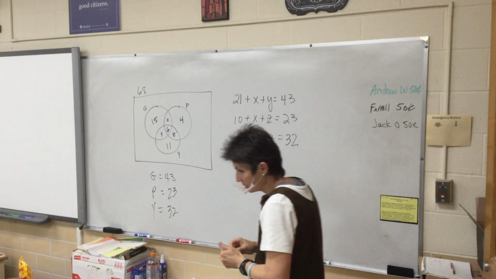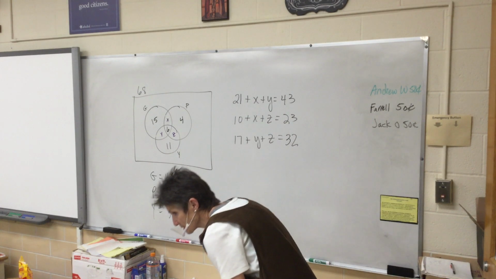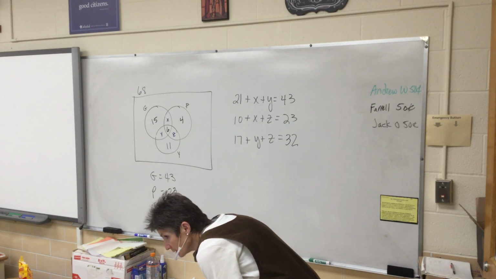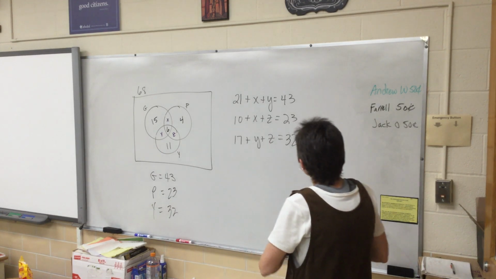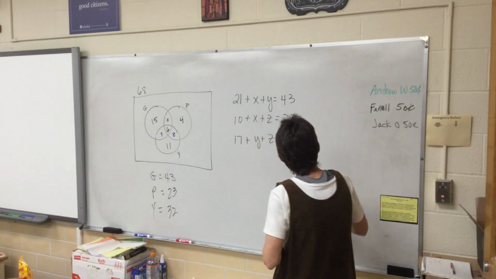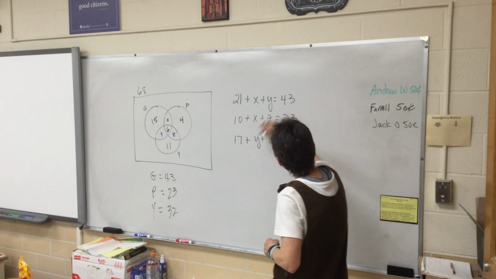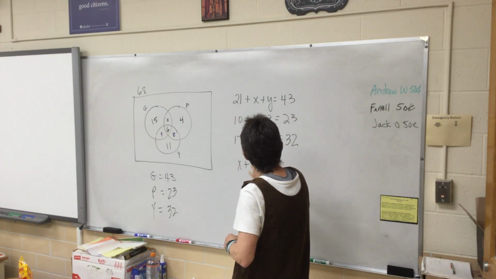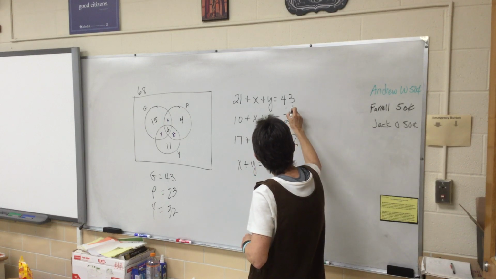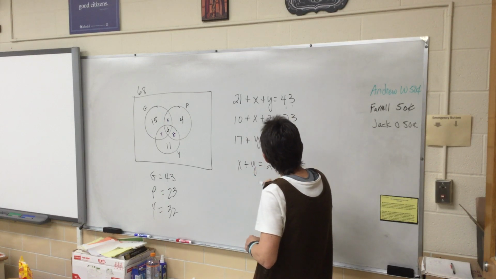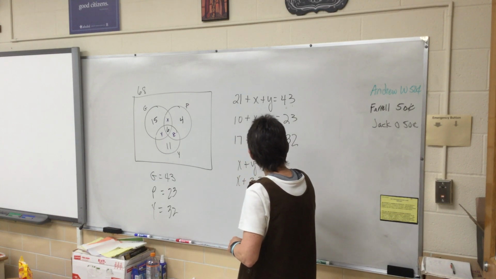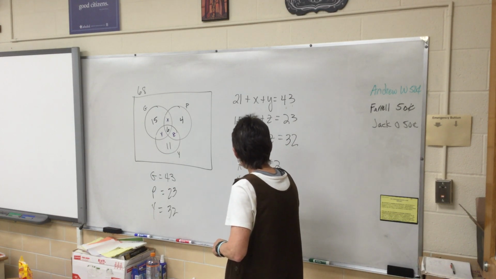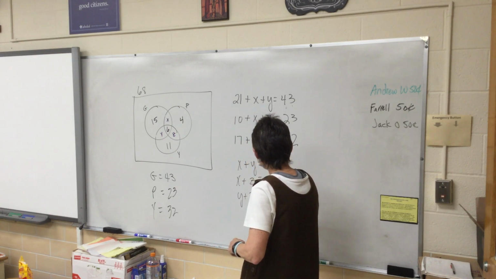All right, is everybody with me? There's my system of equations. Is that okay? All right. Let's simplify those equations a little bit. So that one is going to be X plus Y equals 22. Watch my arithmetic. And X plus Z equals 13. And Y plus Z equals 15.